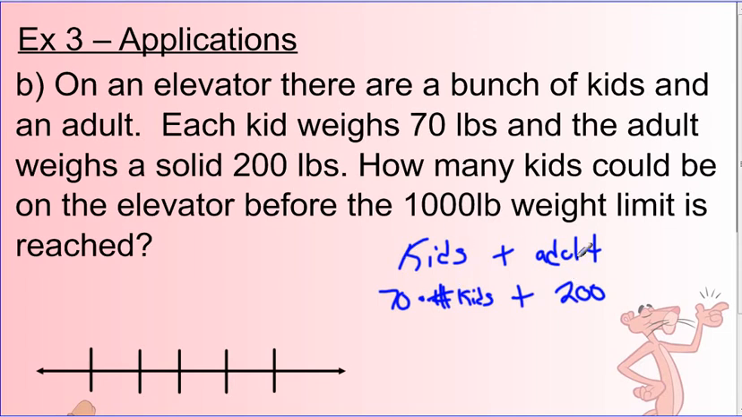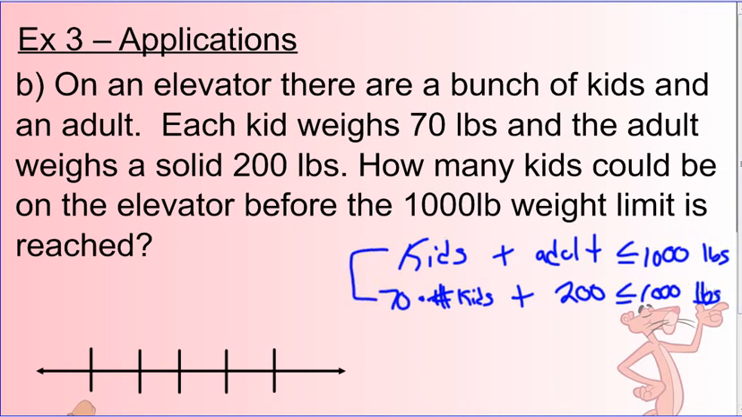So I want the kids plus the adult. I don't want to be more than 1,000 pounds. If you're more than 1,000 pounds, the elevator is going to crash and you're going to die. So I want the kids plus the adult to be less than or equal to 1,000 pounds. For those who don't know, LBS is the abbreviation for pounds. So kids plus adult to be less than or equal to 1,000. 70 pounds for each kid plus 200 pounds for the adult is less than or equal to 1,000 pounds.